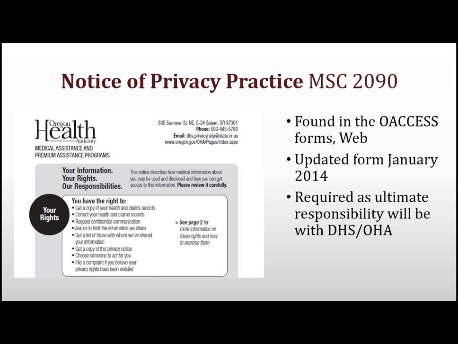This should go out at least once in the consumer's time on OPI. You don't have to give it each and every time, just once. Narrate that it was given. You also have the option then of having them sign, and you keep on your records the 2092, and that's also in Oregon Access, and that's the acknowledgement of the receipt of the privacy rights or privacy practice.